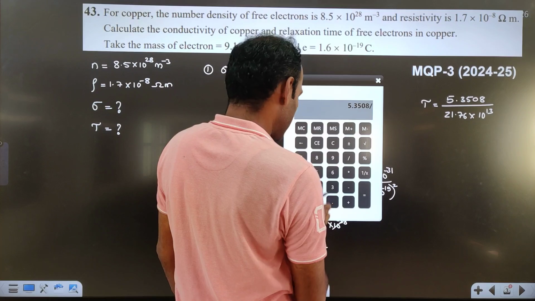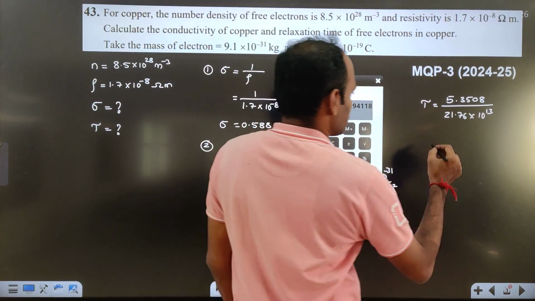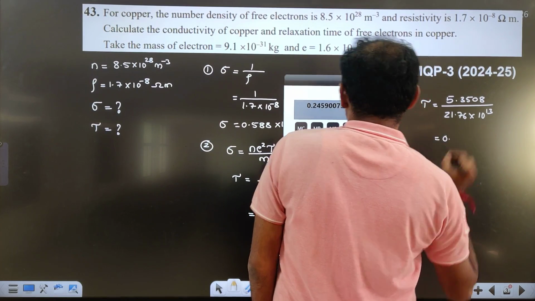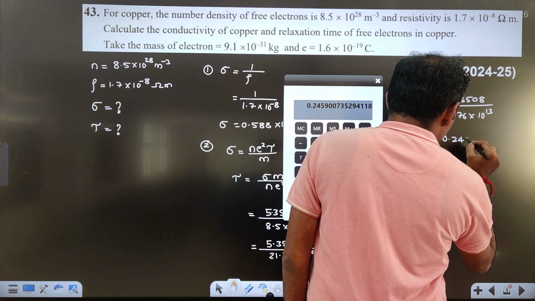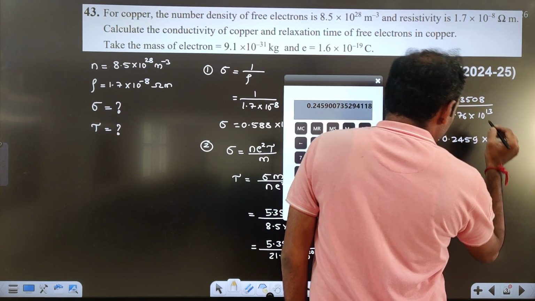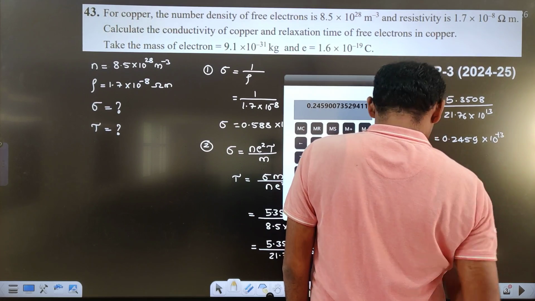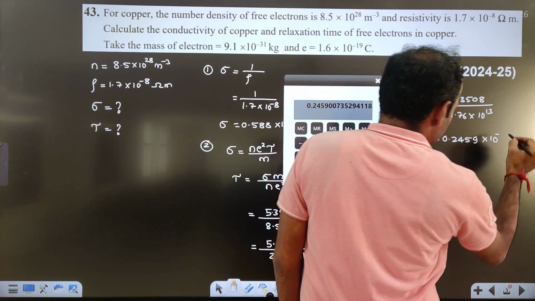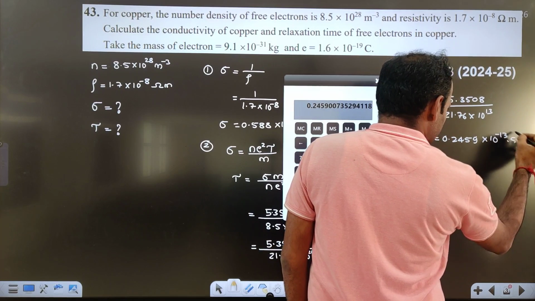5.3508 divided by 21.76. So this will be 0.2459 into 10 to the power 13. If we take it to the top, it will be 10 to the power minus 13. Right? So this much will be the relaxation time and the unit is seconds.